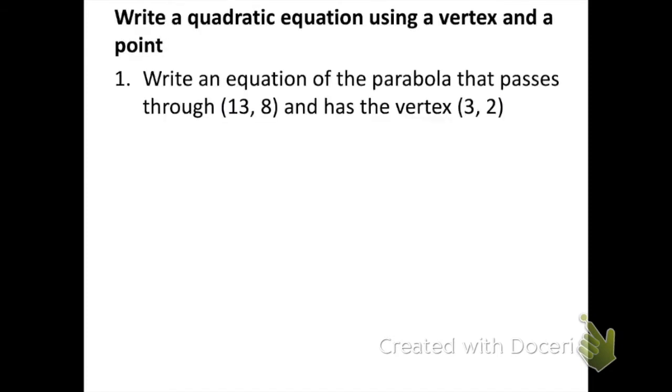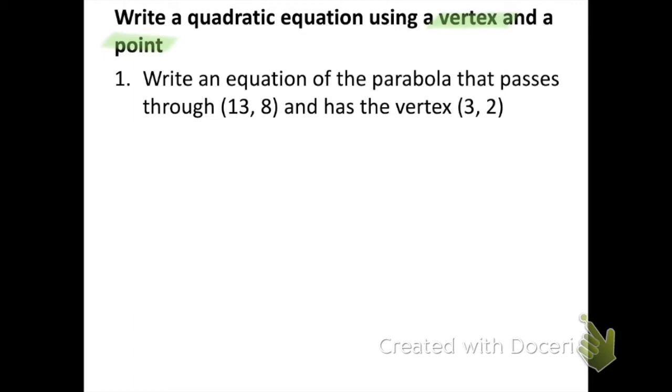For example 1, we're going to write a quadratic equation using a vertex and a point. So this immediately tells me we're going to be using vertex form and not intercept form. As we read through the problem, we see we weren't even given intercepts. So the problem says write an equation of the parabola that passes through (13, 8), so there's our point, and has the vertex of (3, 2).